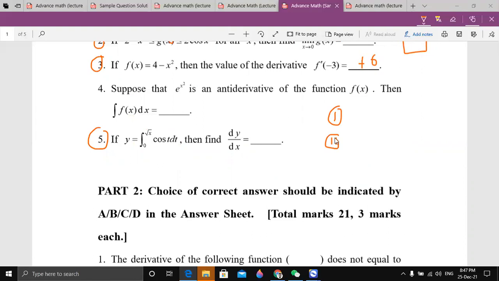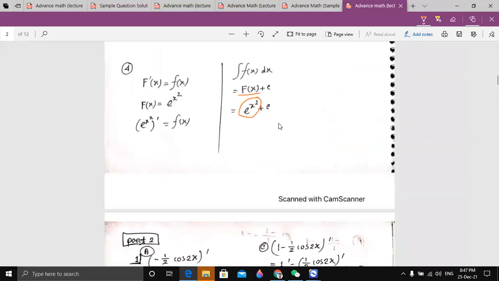So if it's an odd function, how do you understand? So we just calculate f of minus x. So if f of minus x is equal to minus f of x, it will be an odd function, okay? And if f of minus x is equal to f of x, it will be an even function, okay? So what do I mean by that? So you see here.